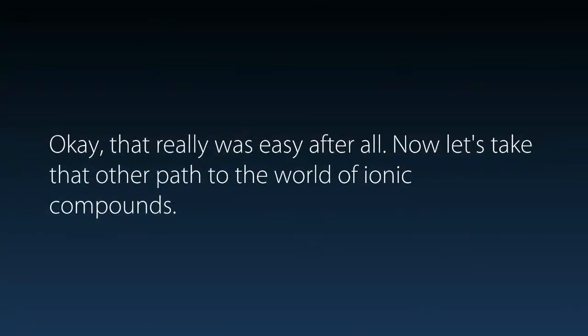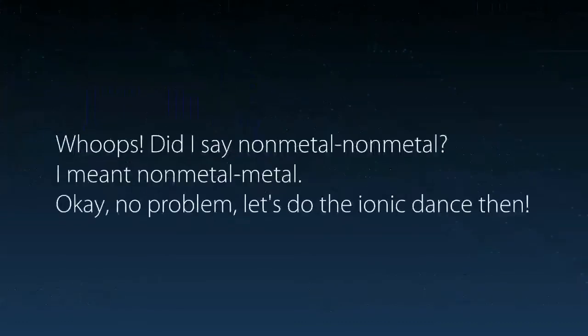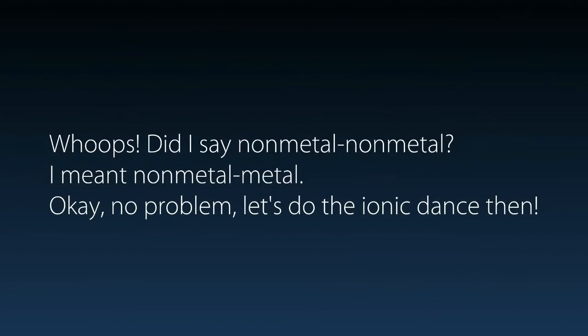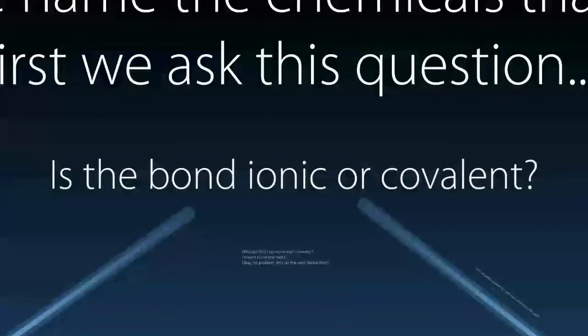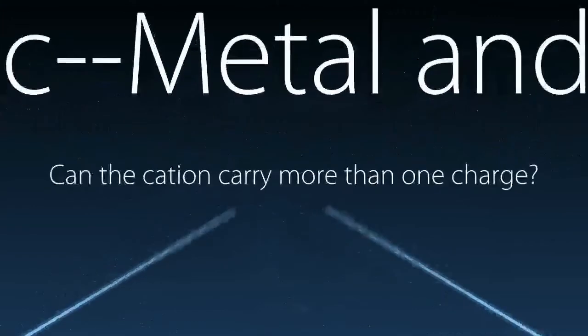And now, what would we do if we were going to name something that was an ionic compound? Let's take us back out to the beginning. All right, so now it's not a non-metal combination, it's a metal non-metal combination. Okay, well, let's do the ionic dance. The bond is ionic. Now, the first question we have to ask once we've decided it's a metal non-metal combination is, does the cation carry more than one charge?